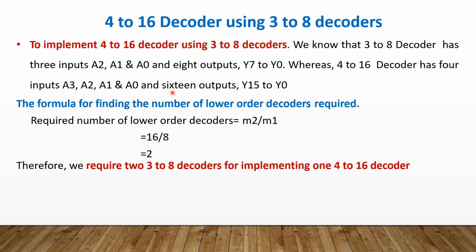So what is the formula to find the number of lower order decoders required to construct a larger decoder? The required number of lower order decoders is equal to M2 by M1. M2 is the number of outputs of the larger decoder, that is 16, and the smaller decoder has 8 outputs, so 2. Therefore we require two 3 to 8 decoders for implementing one 4 to 16 decoder. Likewise we can find the type of lower order decoder to be used for implementing larger decoder circuits.